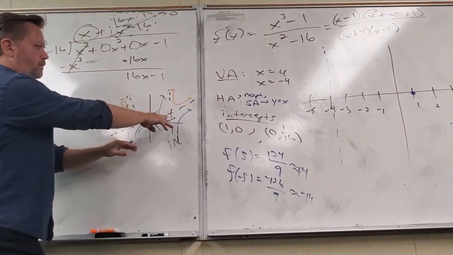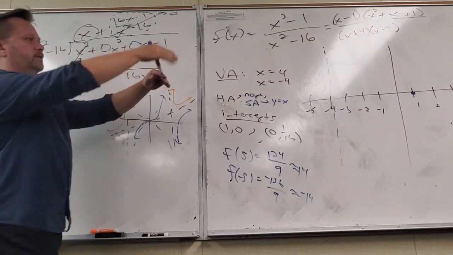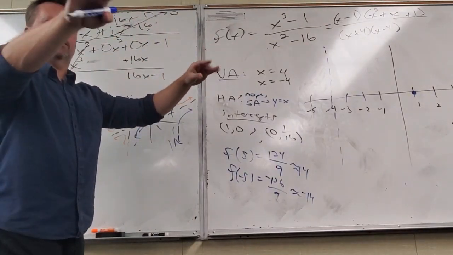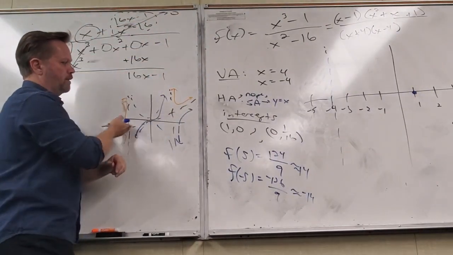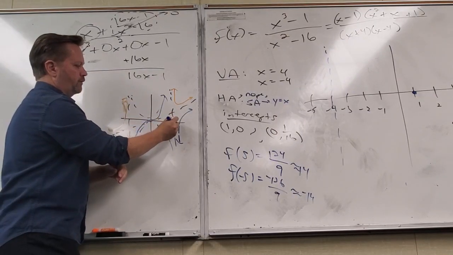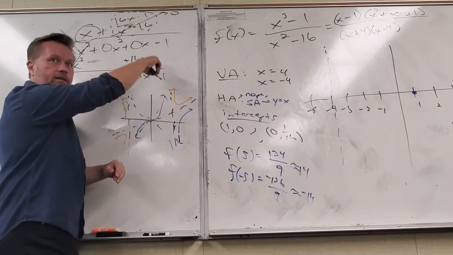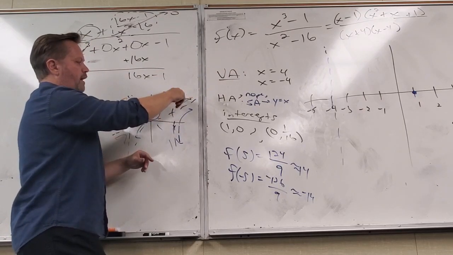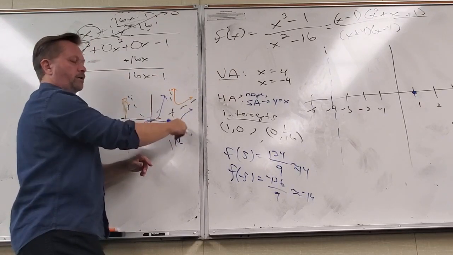So again, before I can set up my y-axis scale, I've got to figure out what values I need to know. So this is 4, correct? That's where the vertical asymptote is. So if I knew what it was doing at 5, I would know if it was up here or down there.